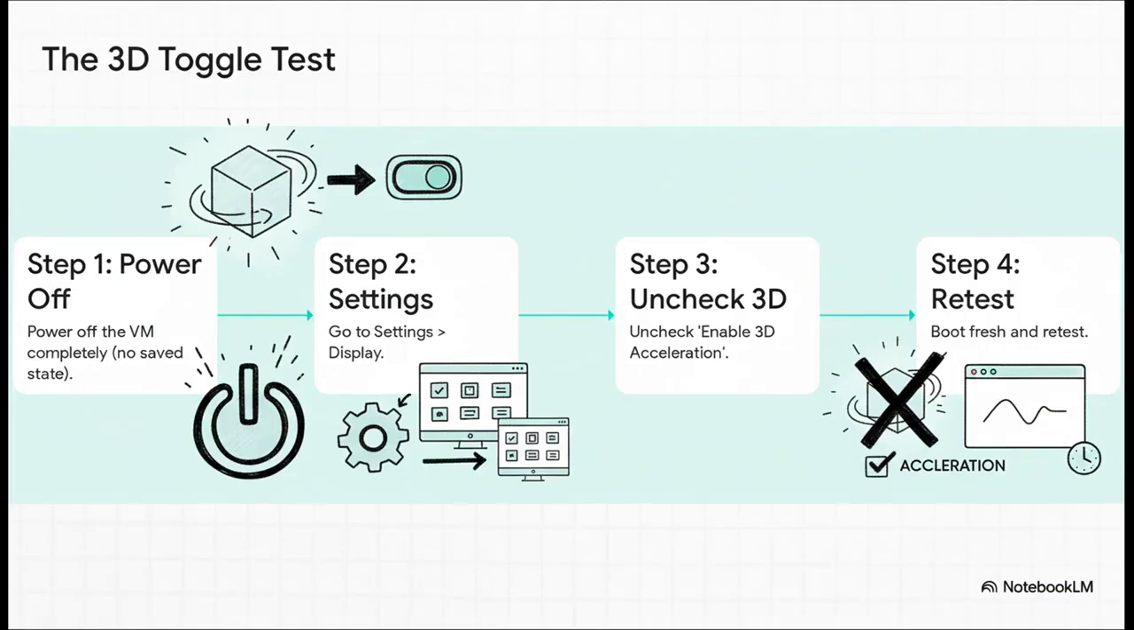Now, the most important step here is number 1, power off the VM completely. And I mean completely. Don't just use a saved state because that can actually preserve the exact weird graphics glitch we're trying to get rid of. Then you just pop into Settings, go to the Display tab, and uncheck that little box that says Enable 3D Acceleration. Boot it up fresh, and go right back to that same web page that was driving you crazy.